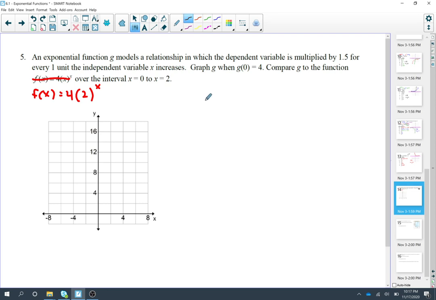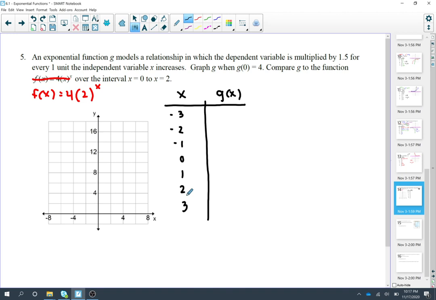So I'm going to start with g of x. I'm going to put x, and I'm going to put g of x. And instead of just doing the interval from x equals 0 to x equals 2, I'm actually going to do much more than that. I'm going to go from -3 to 3. So -3, -2, -1, 0, 1, 2, 3.